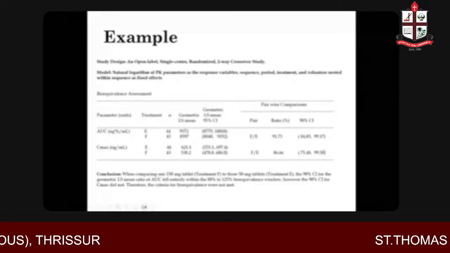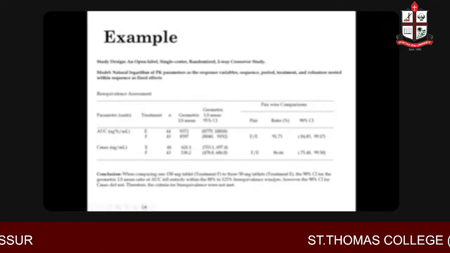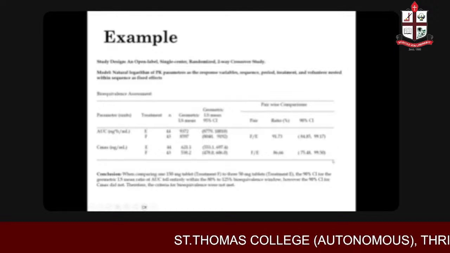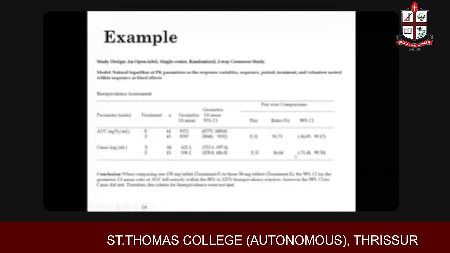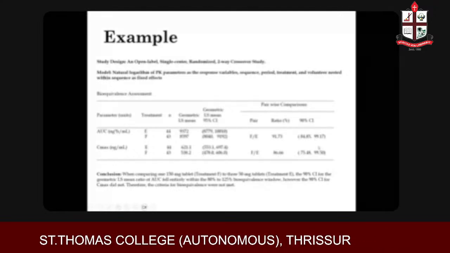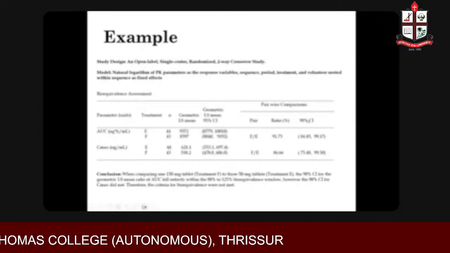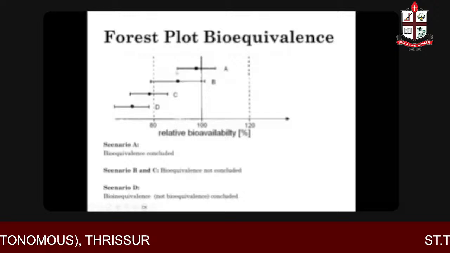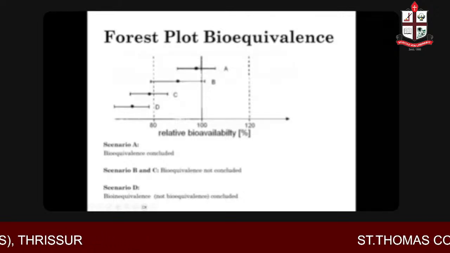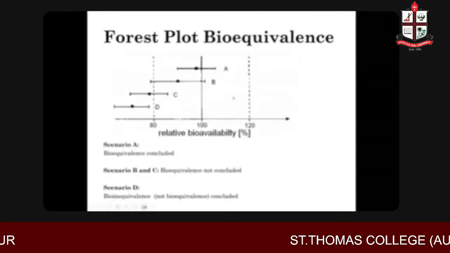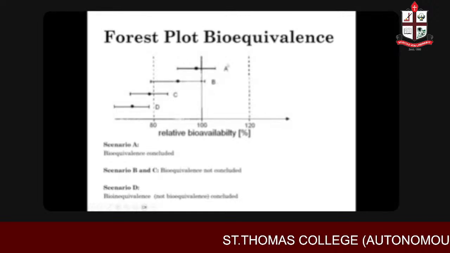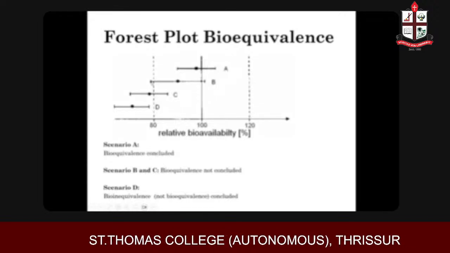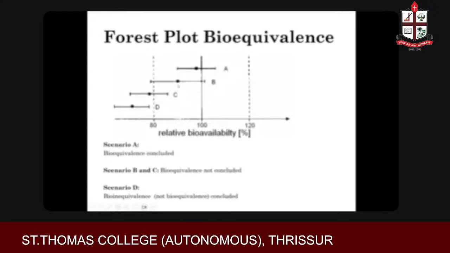If you see here, it is not equivalence because it is not within the limit, right? So it is not within the 80 to 125 confidence limit. That is the reason it is not meeting the bioequivalence. So for example, here if you see, it should be within the confidence limit, within this 80 to 125%. Then only we can call it as bioequivalence. Even if at least one limit is outside, we cannot call it as a bioequivalence.